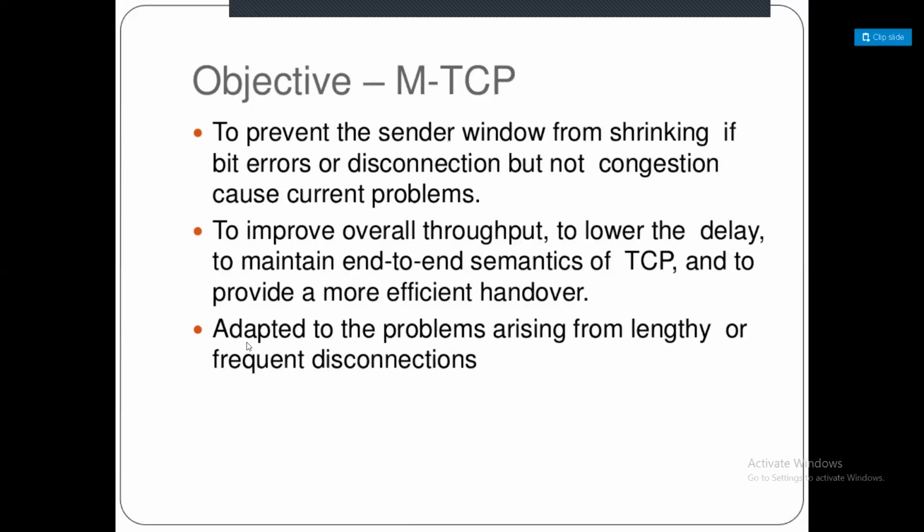The last objective is to adapt to the problems arising from lengthy or frequent disconnections. Whenever we are dealing with a mobile, due to its mobility, many times it may be connected or disconnected. At the end, it comes back to the connection, and sometimes it is disconnected again. Even if the disconnection is long, mobile TCP can support the transmission. Why does disconnection happen? Because whenever we move from one place to another, our mobile goes through many handovers, meaning it changes many base transceiver stations. During this time it may be disconnected. In these cases also, MTCP will support.